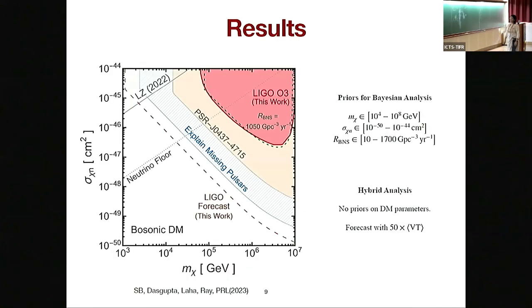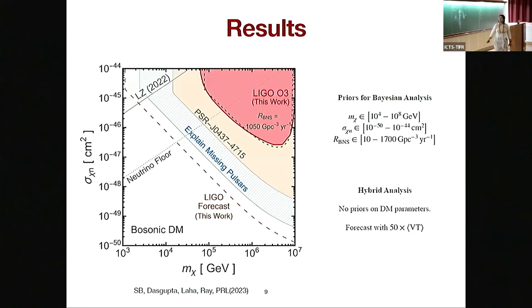So here comes the first result. With the current LIGO data that we have and the merger rates that we have, it has a lot of uncertainties within it. Like the merger rate given by the LVK collaboration for binary neutron stars is now 10 to 1700 per gigaparsec cube per year. So this is a very uncertain band. So we have done some statistical analysis, and the red region that we see is the current exclusion limit that we get from LVK observations.